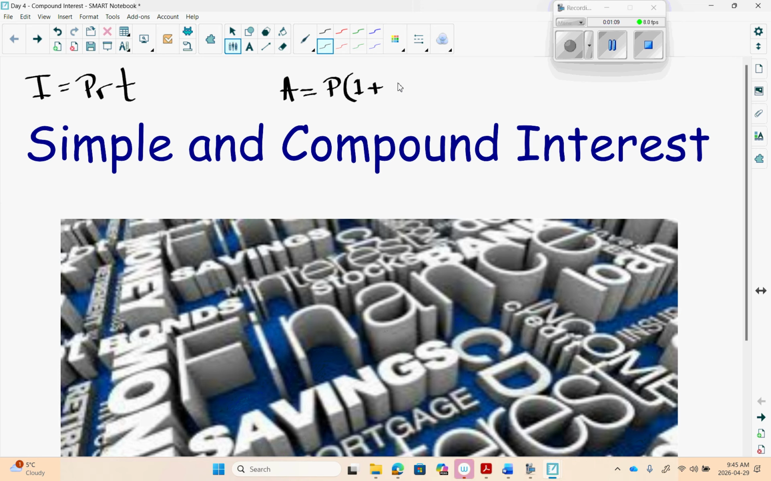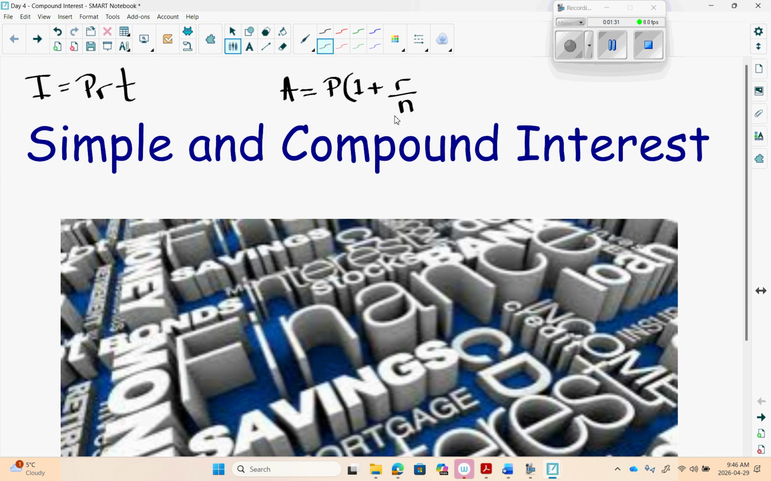Plus R, the interest rate. It's still the interest rate. You still have to express the percentage as a decimal. So if R was 5%, you would use 0.05. If R was 1.2%, you would use 0.012. Divided by N, another new variable.